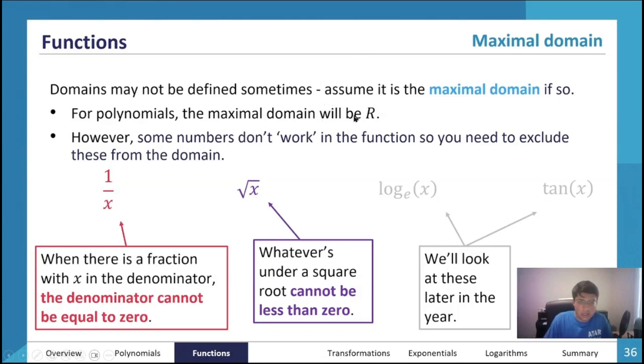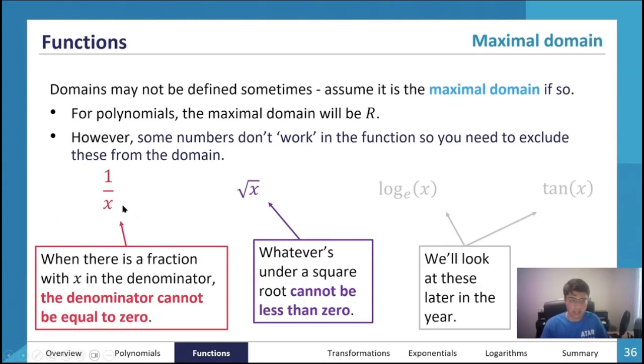So if we look at a polynomial, let's say x squared, we can put in any real number for x. Any number, whether it's negative 100,000 or 3 or 2.11111, it's going to give us a valid output. It's just going to square that number. So for any polynomial, the maximal domain is the set of real numbers, which we represent by capital R. In some cases, though, especially in some of the functions we've looked at, it doesn't make sense to put in certain values. For instance, 1 over x, the denominator cannot be equal to 0 in a fraction. So if we put x equal to 0, it wouldn't make sense.